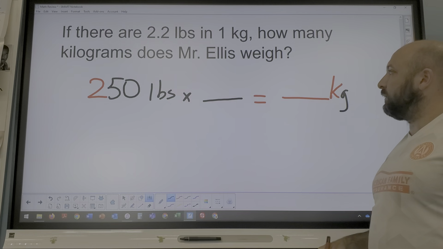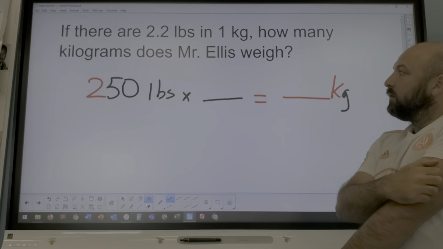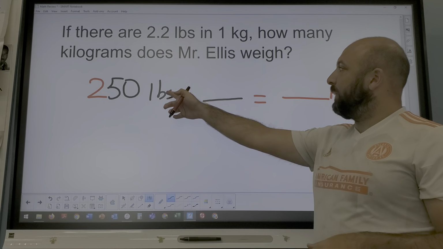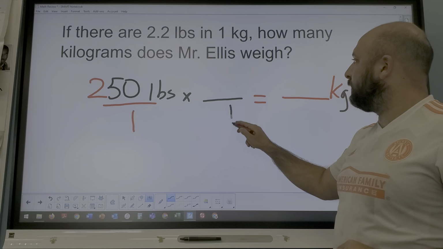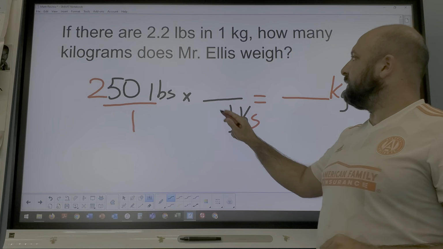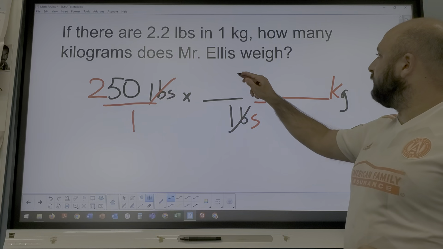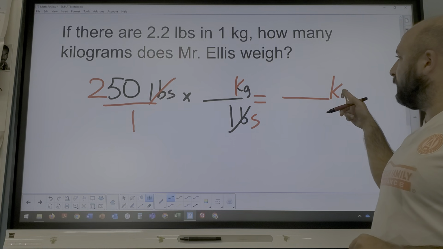Like I wanted to go live in Europe, and I need to know my kilograms. So I need a conversion factor, something to get pounds into kilograms. So what I want to do is, again, with my fraction, put pounds on the bottom so that these two units will cancel, and then put kilograms on the top so that it ends up on the top over here.